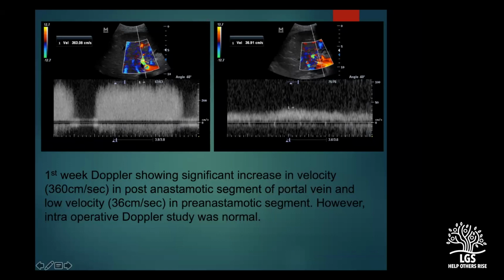Especially if in the post-stenotic segment you see multiple colors, that's turbulent flow. When you have this turbulent flow, you see multiple colors on the color Doppler. And you will also see the flow is significant. In the post-stenotic segment, the velocity is more than 200, literally 360 centimeters per second here. And in the pre-stenotic segment, the velocity is 36 centimeters per second. There is such a discrepancy between the two that you definitely have to suspect portal vein stenosis.